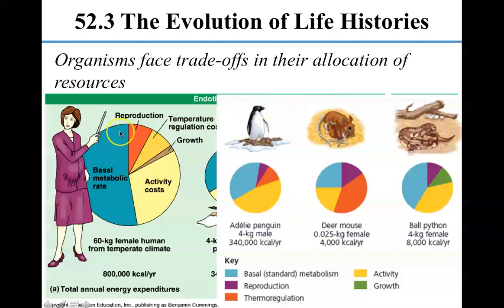A human is going to spend about half of their energy just on metabolism. We're warm-blooded, or endothermic, so we're going to keep a core temperature around 98.6. A lot of our energy just gets burned to generate heat. We're going to spend a small proportion of our energy on reproduction, and some of it on temperature regulation. I guess I should have separated the temperature regulation out from metabolic rate, but they are linked. We're going to spend some energy on growth and then some energy on activity, right?